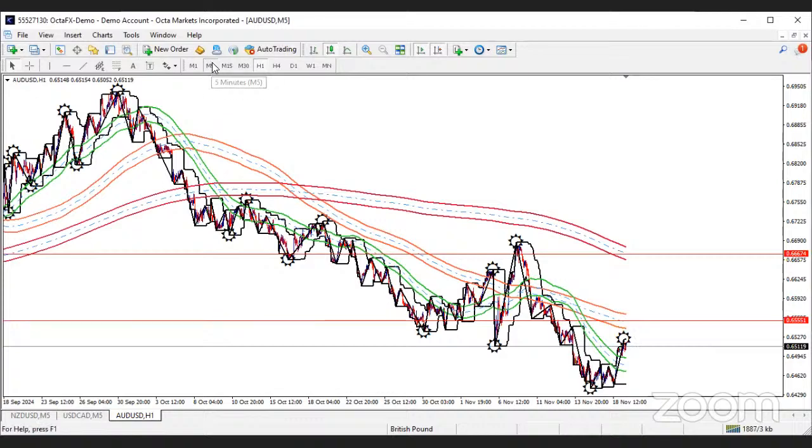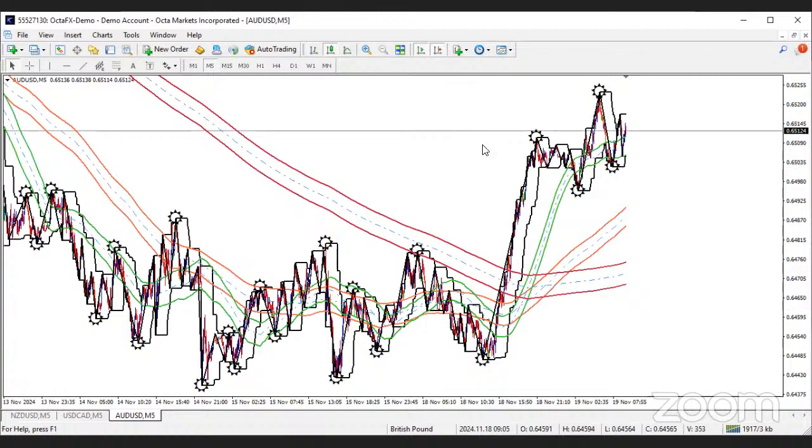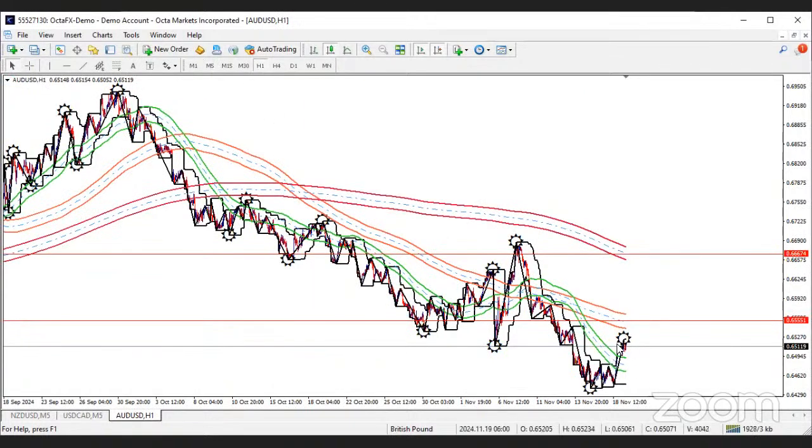On the M5 now, everything is pointing upward. Our pullback, our trend, and our momentum, they are all to the upside. So what do we think is going to happen here? This is what is happening. So it's obvious why we have that on the M5 time frame.